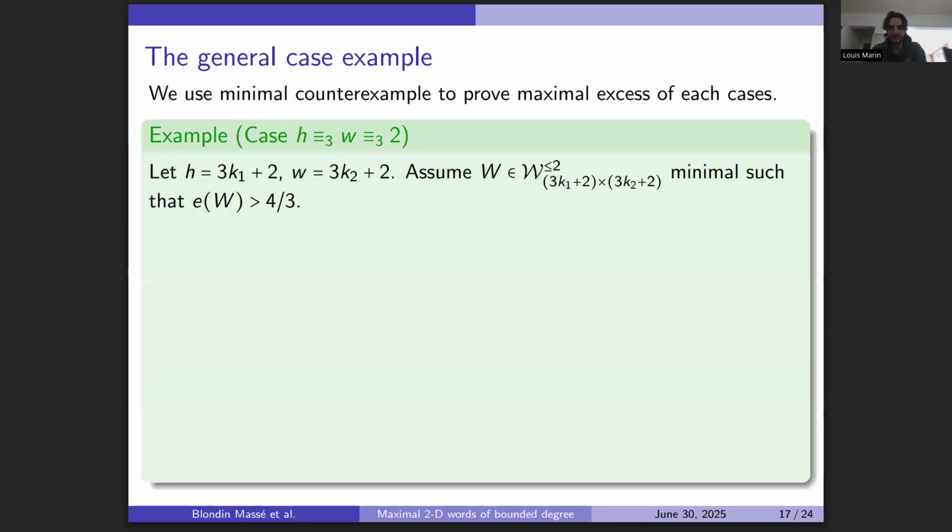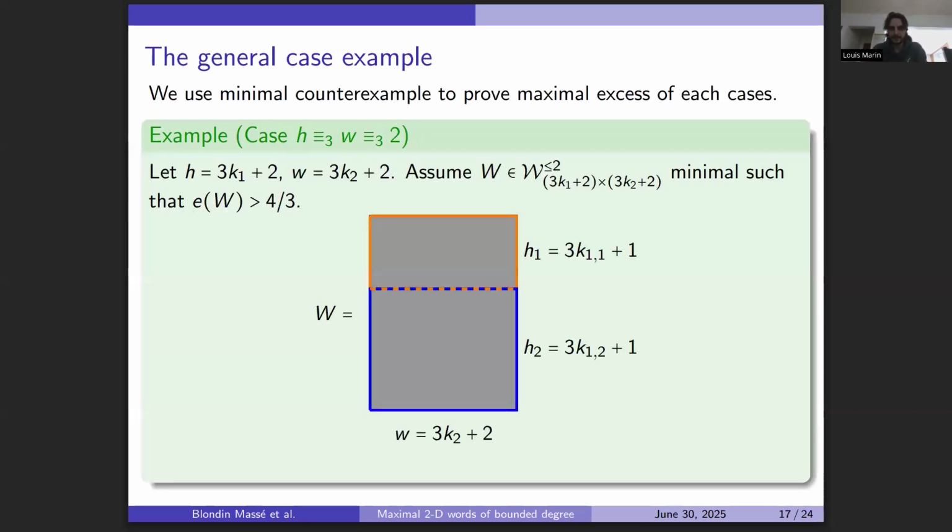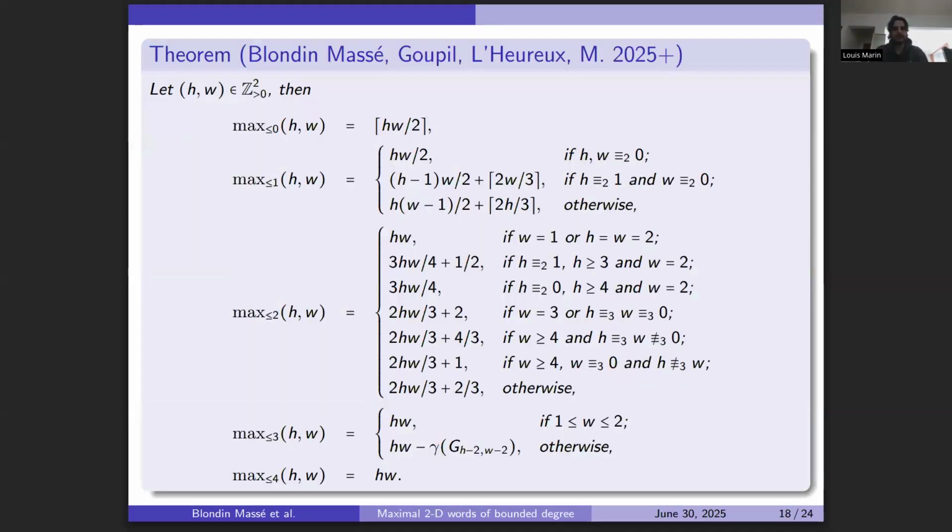All right, and now once we have all this, we have the theorem basically. So basically, we achieve what we wanted. You give us a value of h, w, and d, and we spit out a maximal area. And yeah, so this is the main result.